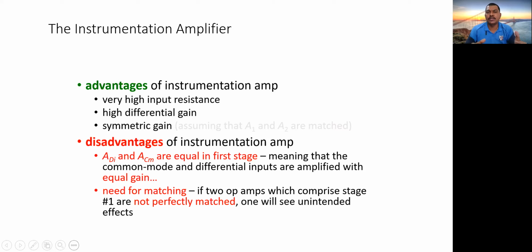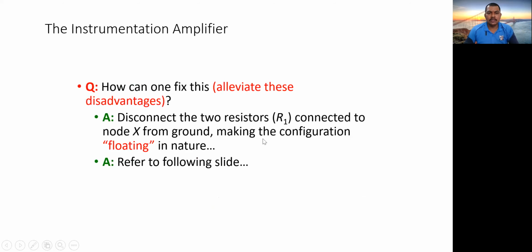Even if the same company is going to produce the same ICs, still there will be manufacturing defects and there will be no matching over there. So that is the second drawback. Since we do not have perfect matching between the two op amps, that is the second drawback. So how can one fix this and eliminate these disadvantages?